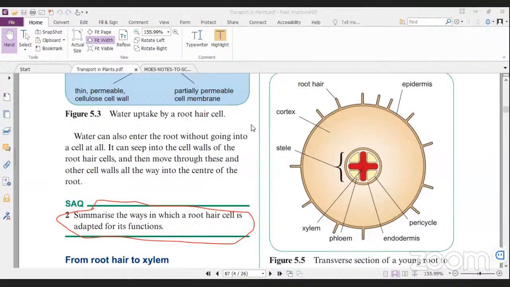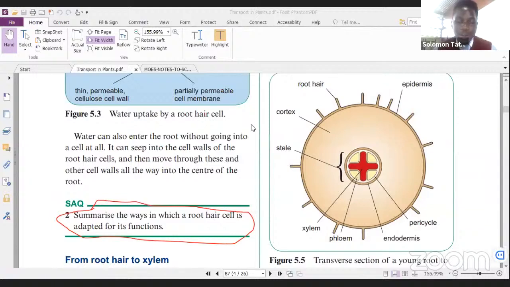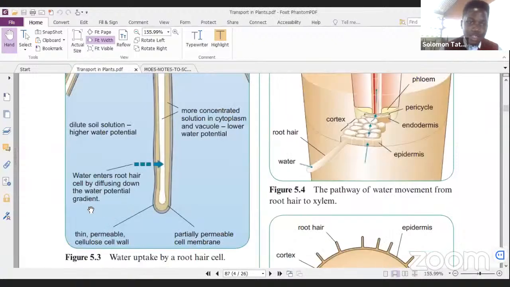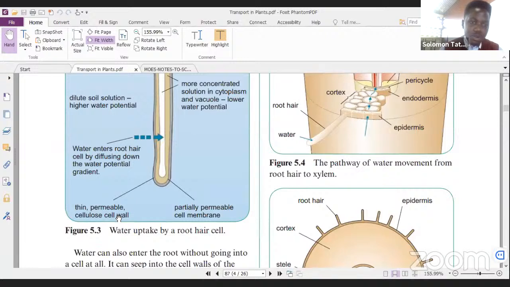The partial permeability. Yes, that is very, very correct. The cell membrane is partially permeable. The cell wall is very thin. We've talked about that, and it's also permeable. Okay, that is very, very important to remember. For those who have forgotten, let me scroll back up a little bit here, and you see it is right there. Thin permeable cellulose cell wall and a partially permeable cell membrane.